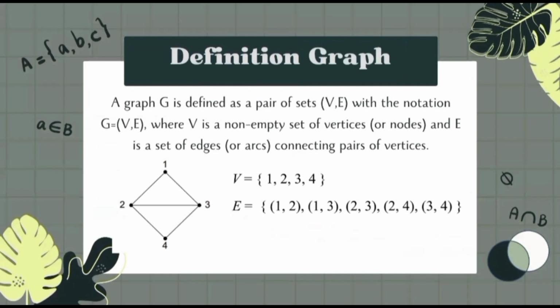Definition of a graph. A graph G is defined as a pair of sets V and E with the notation G = (V, E), where V is a non-empty set of vertices or nodes, and E is a set of edges or arcs connecting pairs of vertices. For example, here V is {1, 2, 3, 4}, and E is {(1,2), (1,3), (2,3), (2,4), (3,4)}.